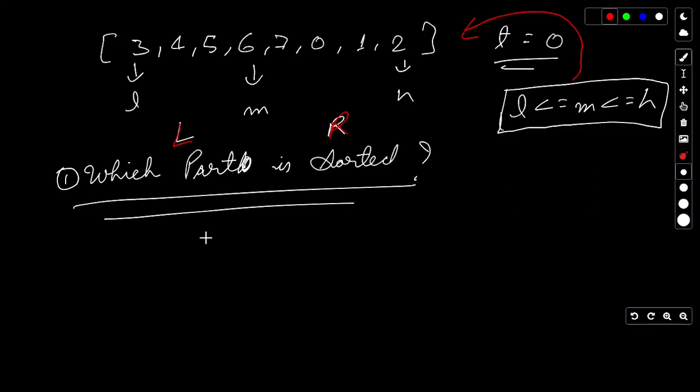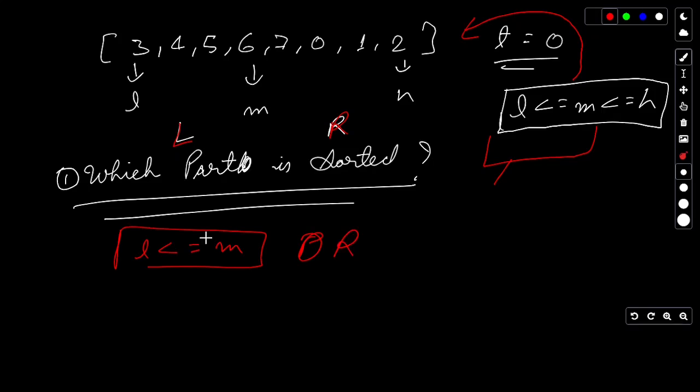Now to do this, we have to see that if there is a sorted array, it will have a certain relationship between these three pointers. What I mean to say is, if left is sorted, then low will always be smaller than or equal to mid. Or if right is sorted, then mid will always be smaller than or equal to high. One of these two conditions will always be true.